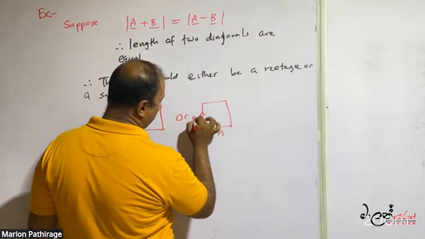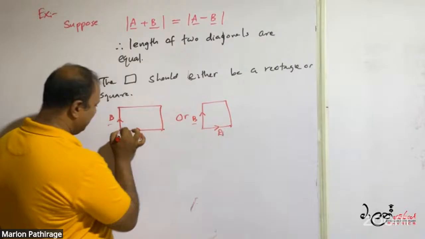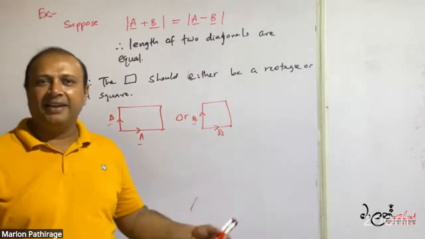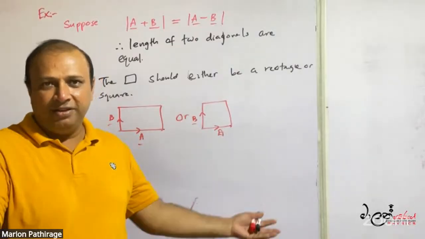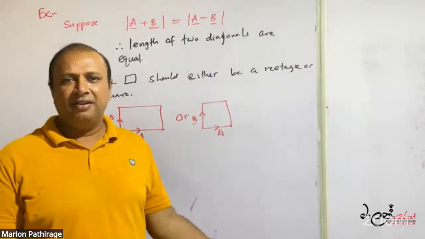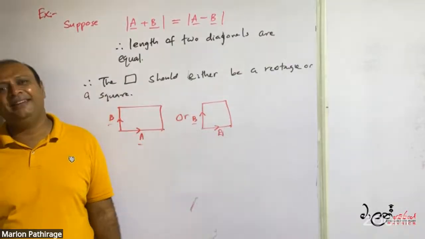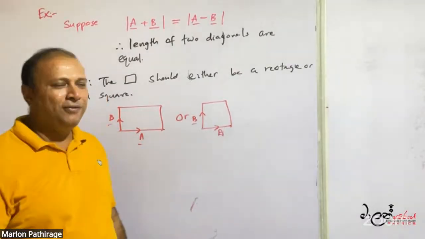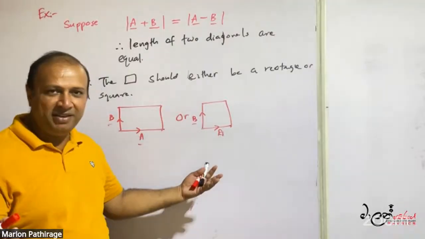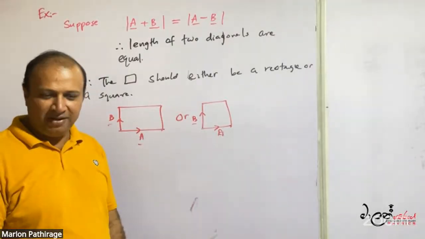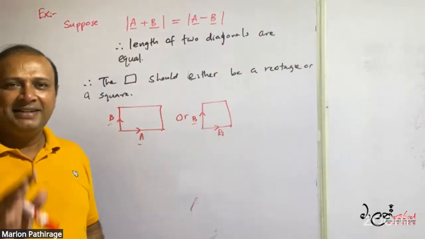It should be a square. Then I can understand. What is the angle between them? 90. Therefore, if you know A plus B equal A minus B in modulus, that means the angle between them should be 90. Is that clear?